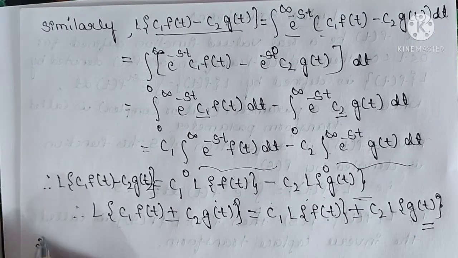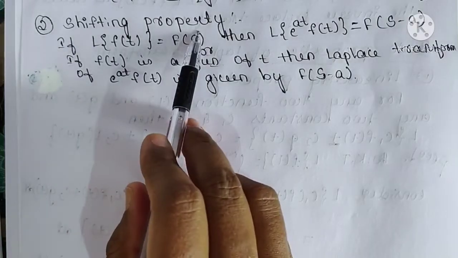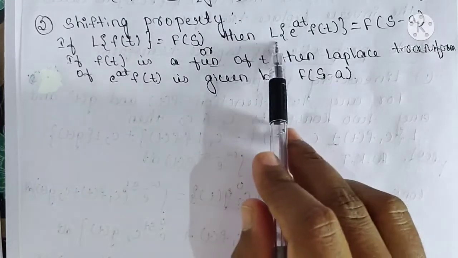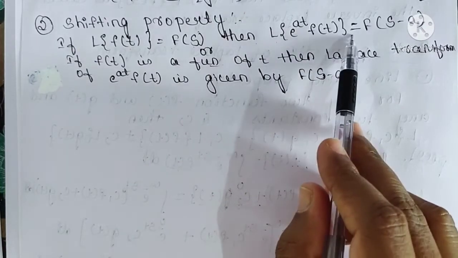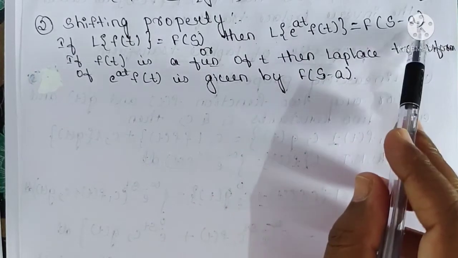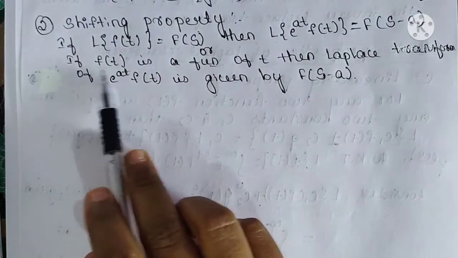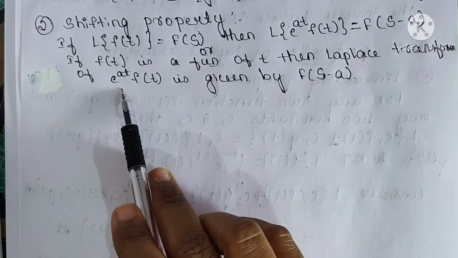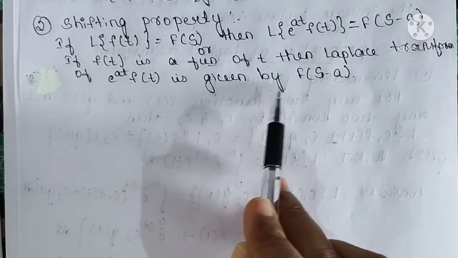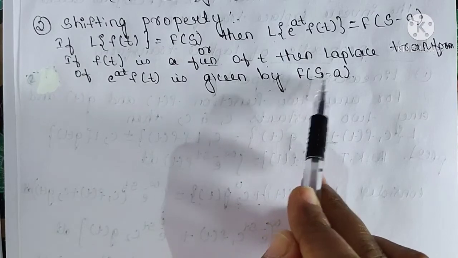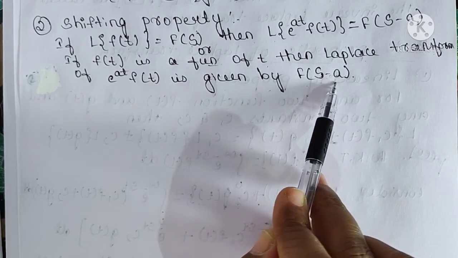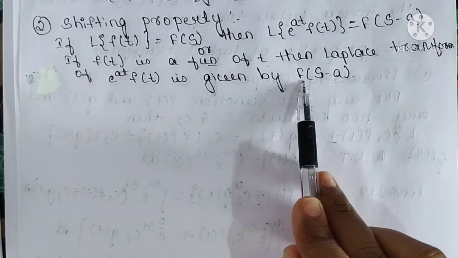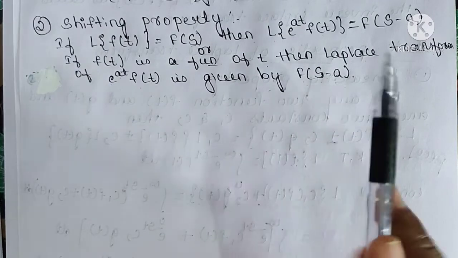Now let's see the second property. Shifting property. If L of f(t) is equal to F(s), then L of e^(at) f(t) is equal to F(s minus a). Or if f(t) is a function of t, then the Laplace transform of e^(at) f(t) is given by F(s minus a). Here we have to find the Laplace transform of e^(at) f(t), which is F(s minus a). Let's see the proof.